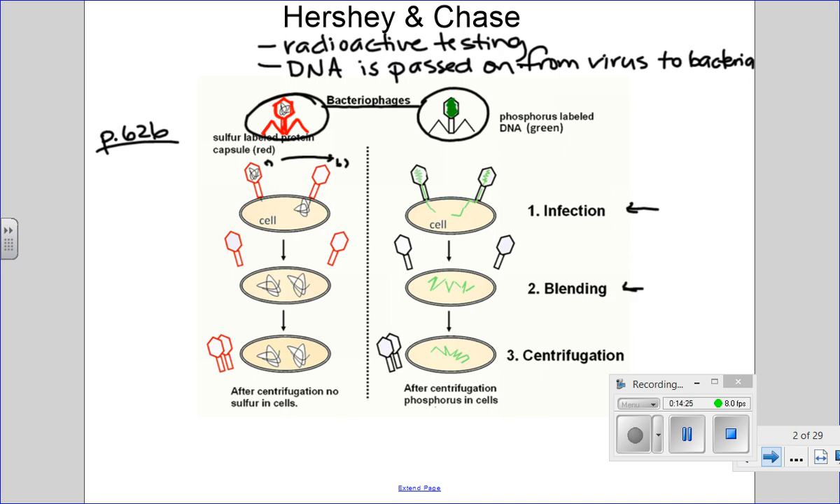Then you have blending, which is basically where the DNA that the bacteria already had and the DNA that the phage inserted mix together and sort of become one set of DNA.